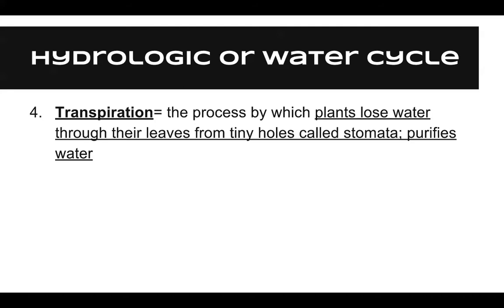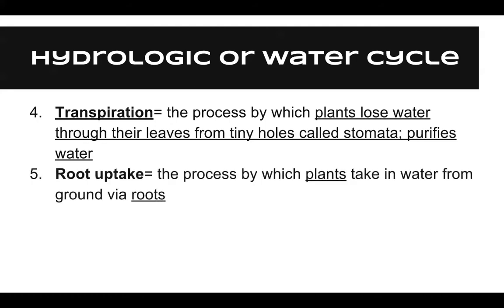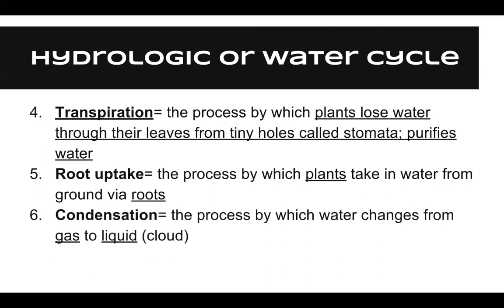That's called humidity, and that's because the plants are hot and they are releasing a lot of extra water into the environment. Root uptake is how the plants get the water in the first place. The water, as it seeps into the ground, the roots are modified extensions of the plant that grab as much as they possibly can.